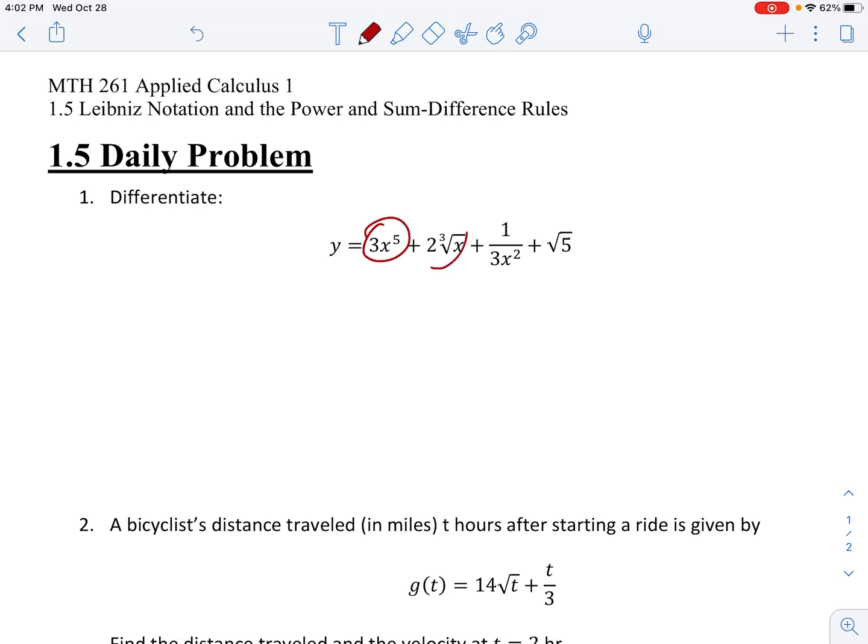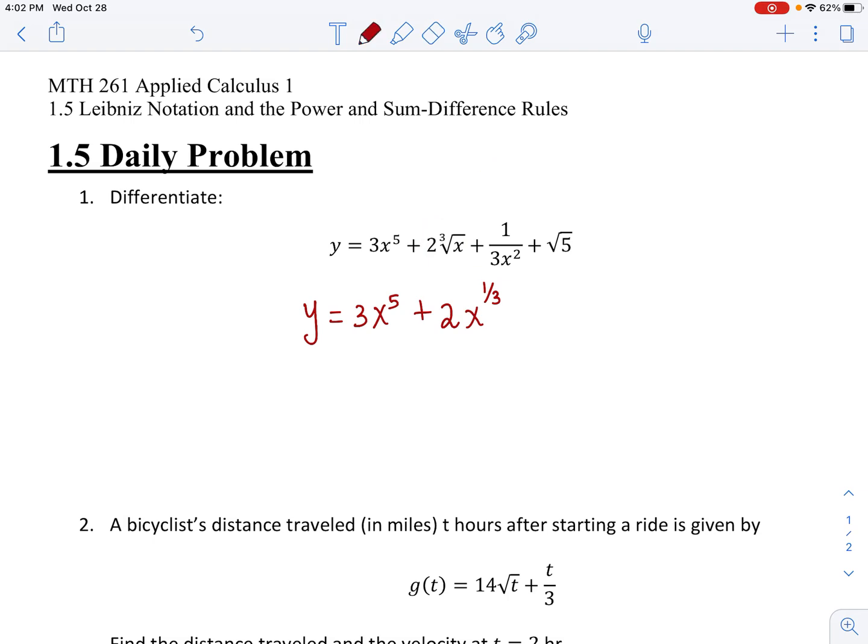Y equals, I have four terms, and out of those four terms, some of them look like they need to be rewritten. This one looks fine, but take a look at this one. This is 2 times the cube root of x, right? I'm going to rewrite that as 2 times x to the 1/3 power, okay? I'm rewriting some of these terms so that I can use the power rule.